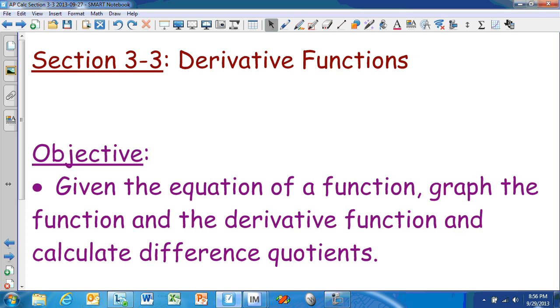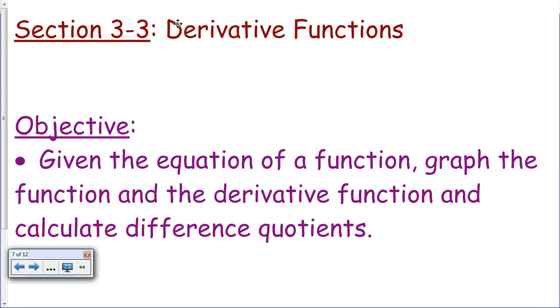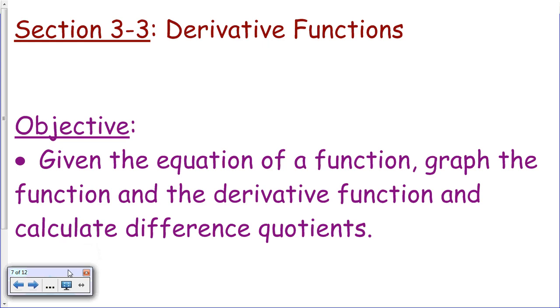Section 3-3, derivative functions. The objective, remember, of this section was given the equation of a function, graph the function and the derivative function, and calculate difference quotients. We're going to focus on calculating difference quotients here. We'll also go back and look at how we can sketch derivative functions given the sketch of a function.